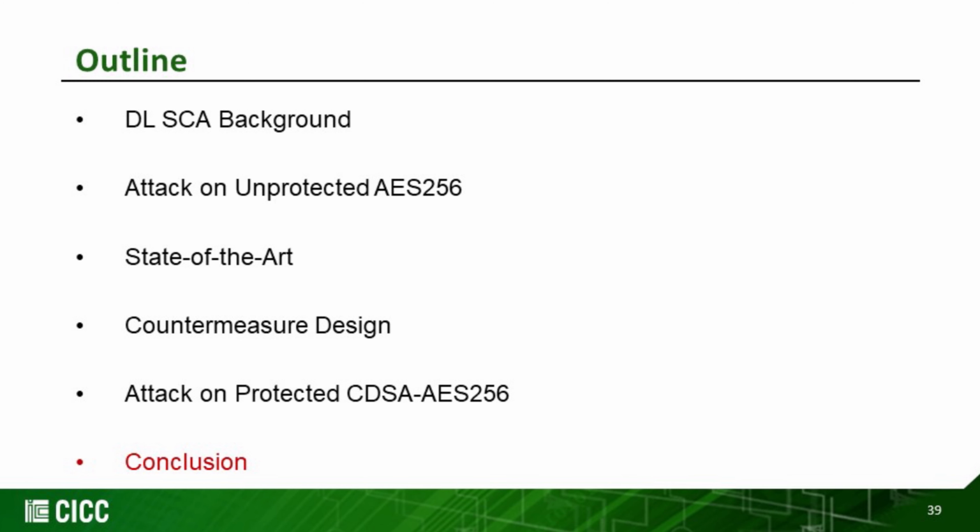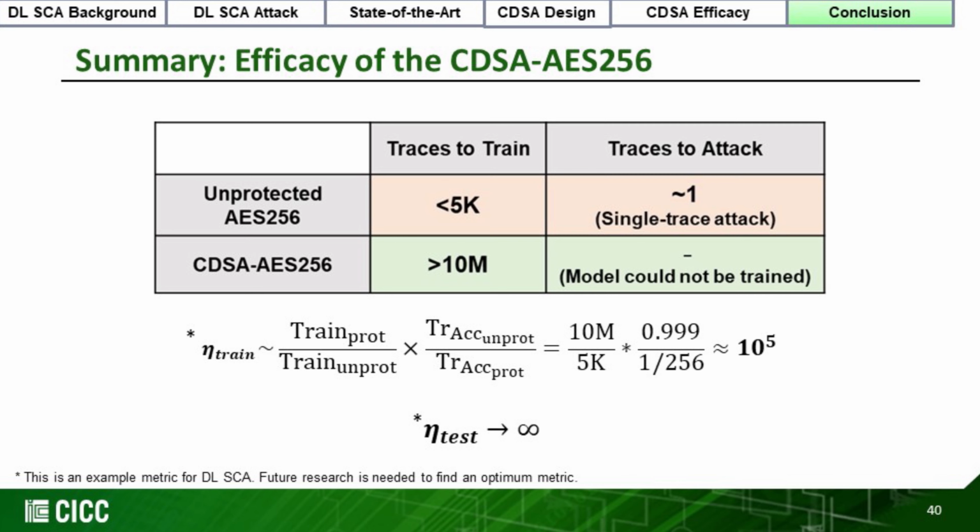We will now move on to the conclusion. Here is the summary of the deep learning side channel attack performance on the unprotected and protected AES-256. The DNN for the unprotected AES could be trained with only 5000 measured power traces, and the single trace DLSCA attack was successful with an accuracy of 99.9%.